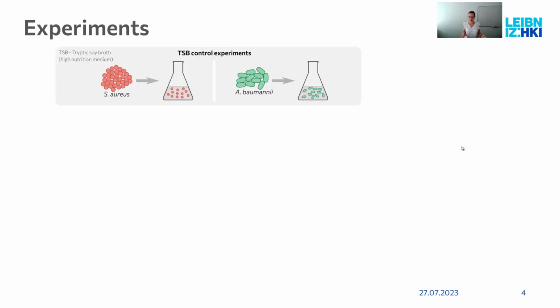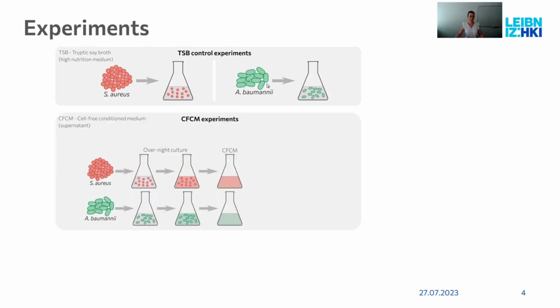In order to tackle these questions, our experimental collaborators performed a variety of different experiments, and first of all, they performed some control experiments where both of the two pathogens are grown in TSB medium, which is tryptic soy broth, and this is a high nutrition medium that provides optimal growth conditions for both of these pathogens.